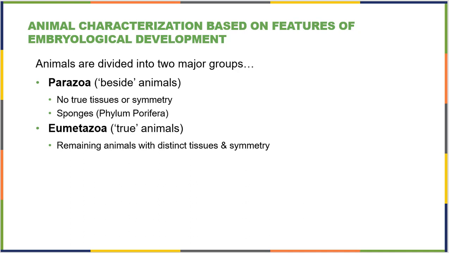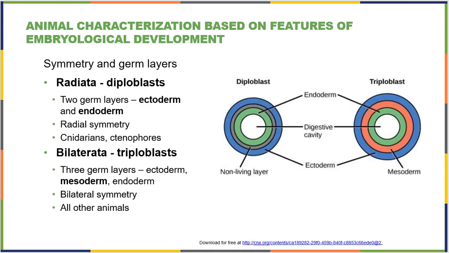Another way that we classify animals is on their embryological development, looking at the features of them as embryos. We can divide them into 2 major groups, the parazoas, the beside animals, as previously mentioned. Parazoa, that's phylum Porifera. They don't have any true tissues, hence why we can put them in a blender, and they don't show symmetry. Everybody else are the eumetazoas. These have distinct tissues and a distinct symmetrical plan, be it radial or bilateral.